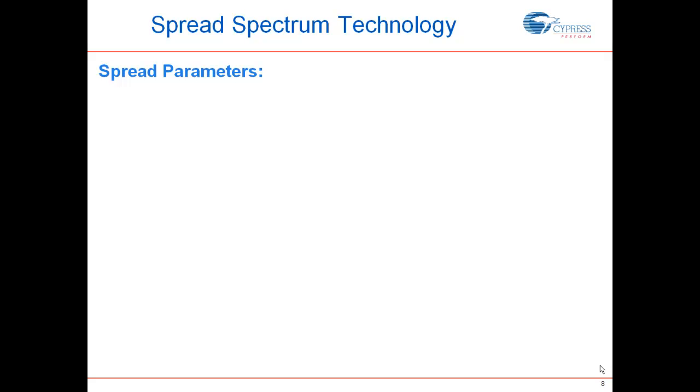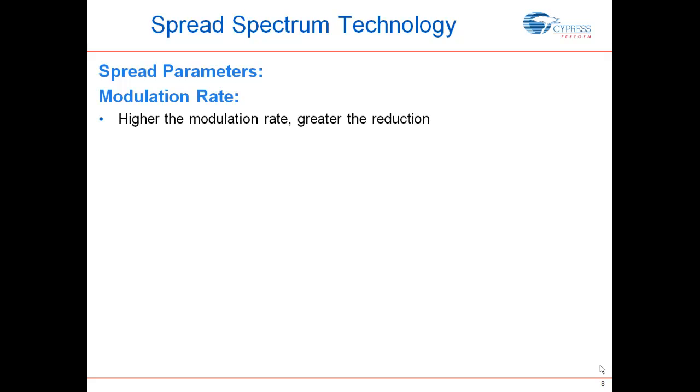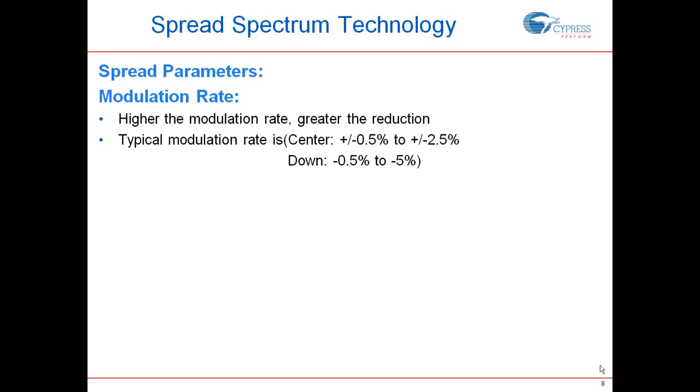Spread spectrum has two major parameters. First one is called the modulation rate, which is relative variation in the output frequency resulting from spread percent. Higher the modulation rate, greater is the peak energy reduction. Typical modulation rate for center spread is between plus or minus 0.5% to plus or minus 2.5%. For down spread is between minus 0.5% to 5%.